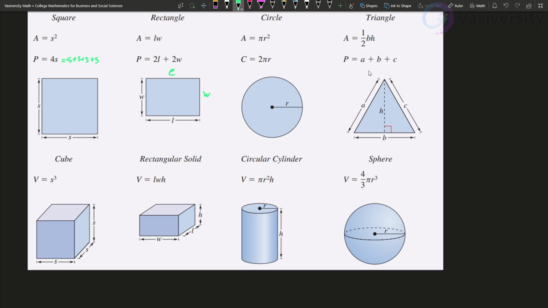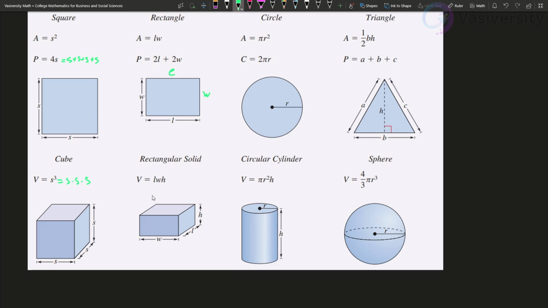A triangle, we will have B, which is the base, length of the base times height, which is h, which is perpendicular. And the perimeter is going to be a plus b plus c. A cube, we're going to have, so cube has the same sides, so it's going to be same thing as s times s times s. By the rules of powers, is going to be s cubed.